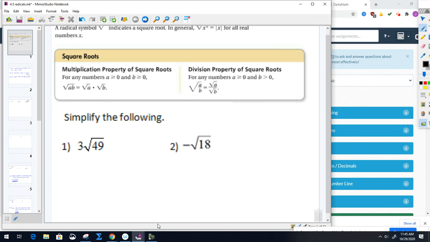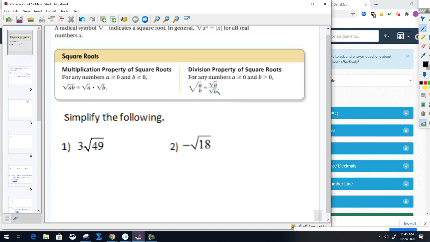When I say to simplify a radical, I'm not asking you to use a calculator. The calculator answer will not work. We never want a decimal when I ask you to simplify. So we have a couple of properties here that say for multiplication, I can multiply two numbers that are both underneath a radical. Same thing with division.